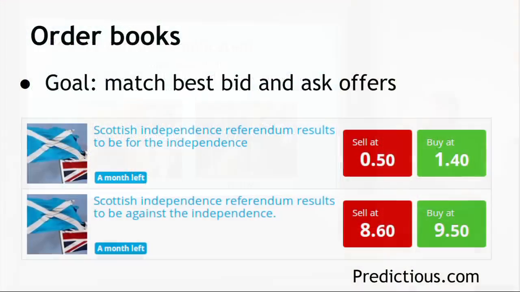So the final piece to build is an order book. In a real prediction market, or most financial markets, there isn't truly one market price. There's the lowest price that anybody is willing to sell at and the highest price that anybody is willing to buy at. So this is an example from a small prediction market that's being run today using Bitcoin called Predictious.